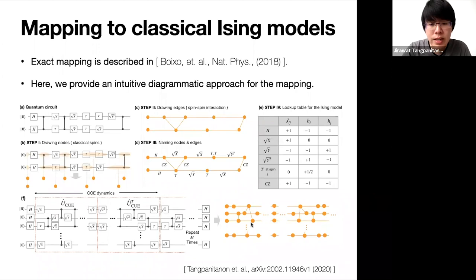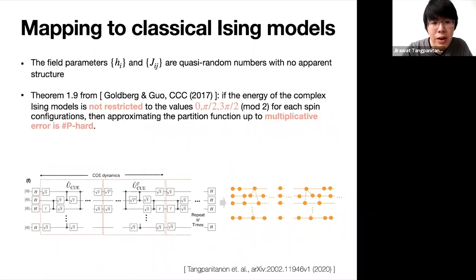The reason that we did this is because there is a theorem saying that unless the energy of these complex Ising models is restricted to very specific values, like 0, pi over 2, 2 pi over 2, then we know for sure that the partition function is hard to approximate up to multiplicative error. Now, since our Ising models are completely random, this provides evidence that it is also hard for us to estimate the COE dynamics.